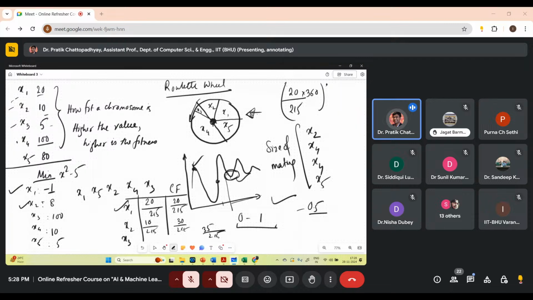This random number generated in the range 0 to 1 comes from a uniform distribution, so any number can be generated. It can be 0.2, 0.3, but numbers in the range where x4 lies will have more chance of getting generated because this area is larger. So we have more chance of selecting x4 compared to x1, x2, x3, etc. But we also have some chance of selecting x1, x3. So this is called roulette wheel selection.